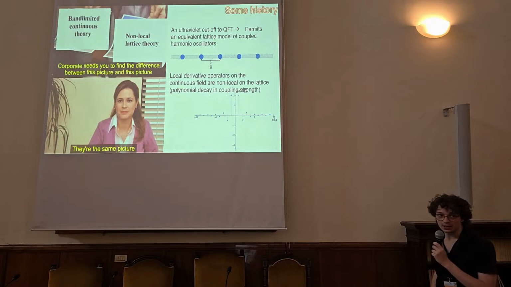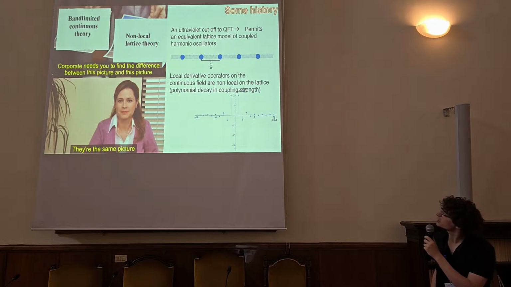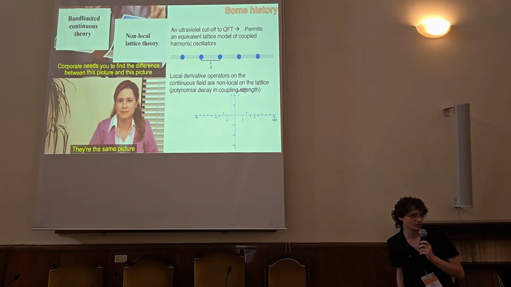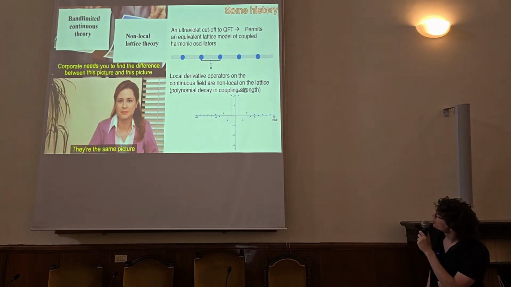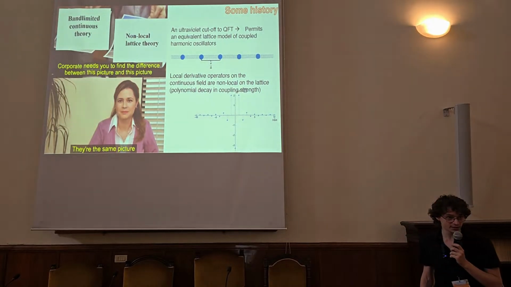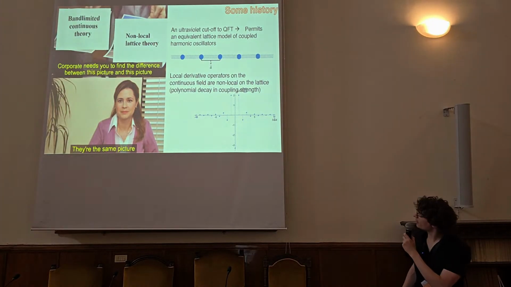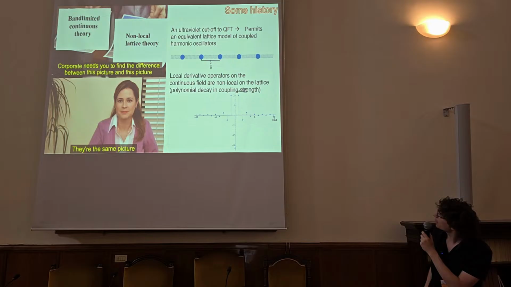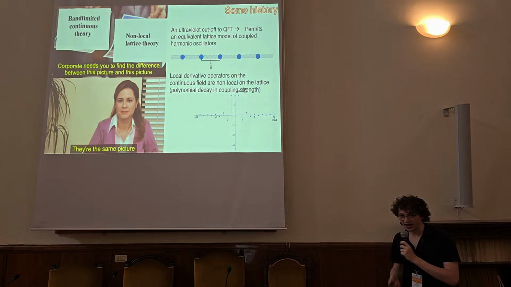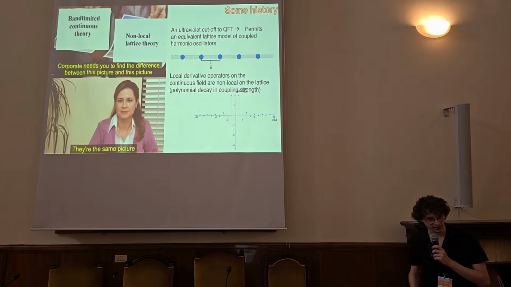So, as some people here may know, for the last few years, people have been talking about how ultraviolet cutoffs and band limitations can give us an isomorphism between non-local lattice theories and continuous quantum field theories in spacetime. So an ultraviolet cutoff to a QFT permits an equivalent lattice model of coupled harmonic oscillators, with the only caveat being that these lattice models are non-local and have polynomially decaying coupling strengths. But in terms of the actual relationship between the lattice model and its continuous counterpart, well, they're the same picture. They give exactly the same physics.